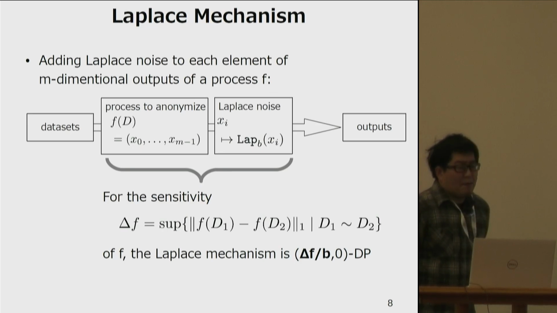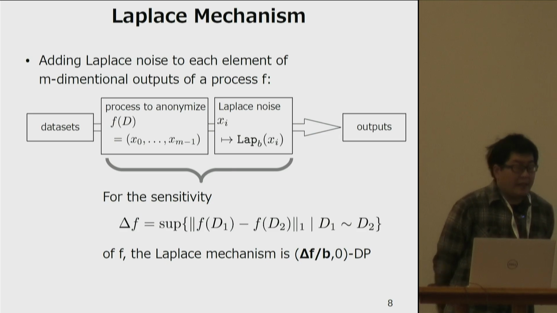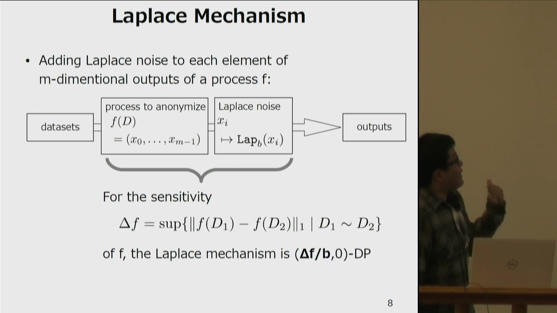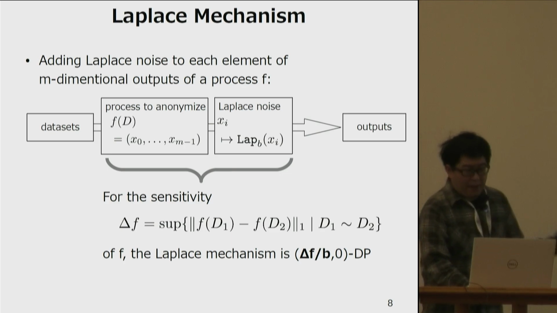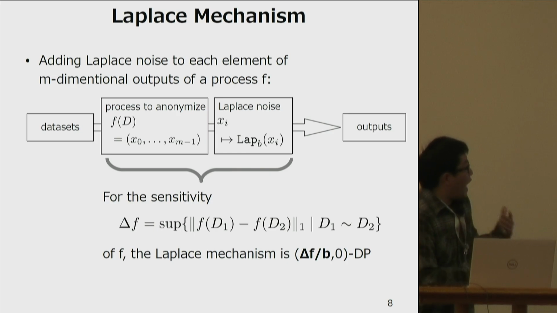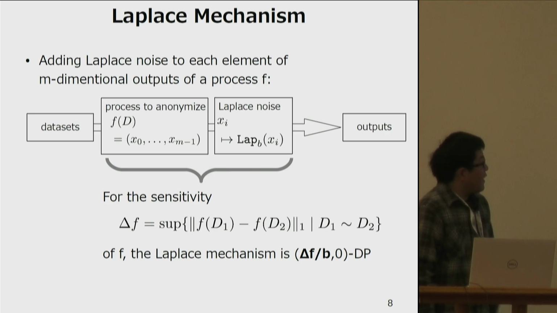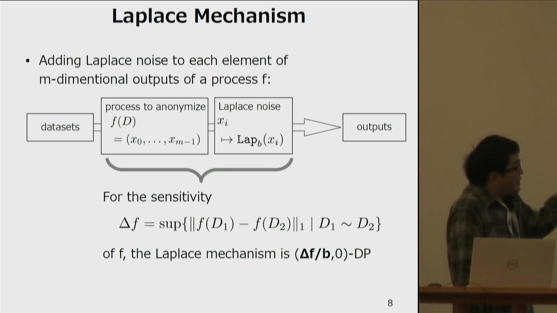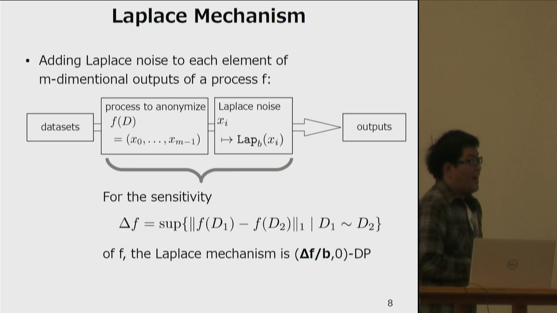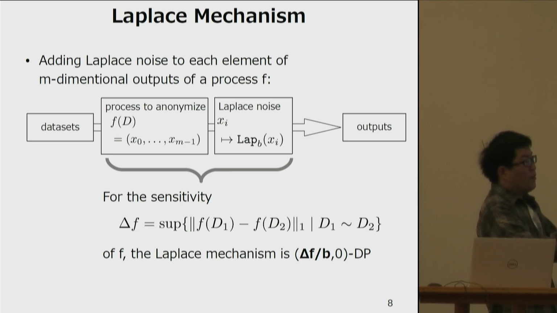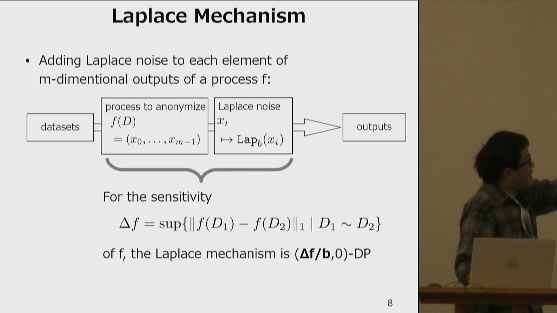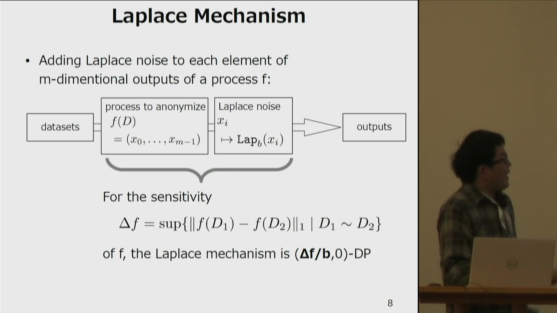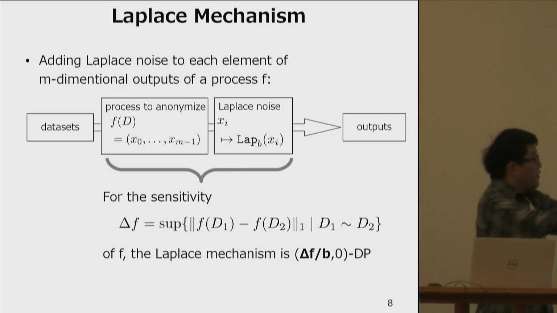Next, the Laplace mechanism. It is a typical mechanism for differential privacy. It is a mechanism adding Laplace noise to each element of the output of the process F. Here, we consider a process F to anonymize. F accepts the data set and returns a tuple of m values. The Laplace mechanism adds noise to each x_i, and then produces the noisy tuple.